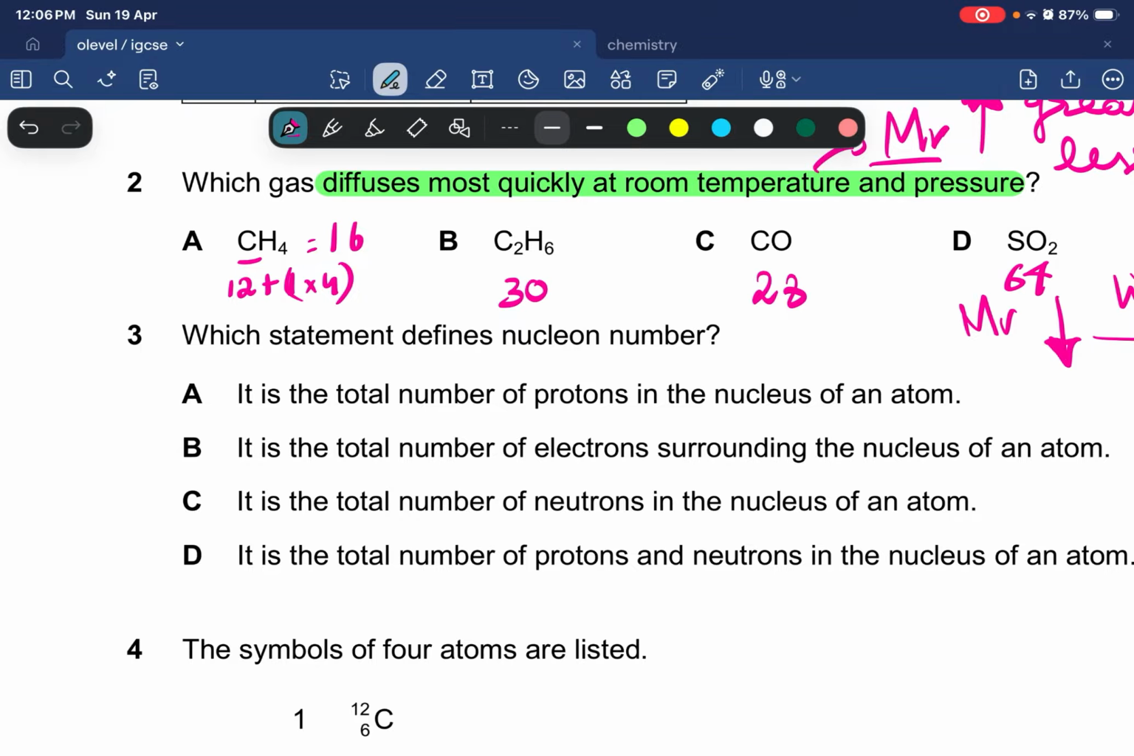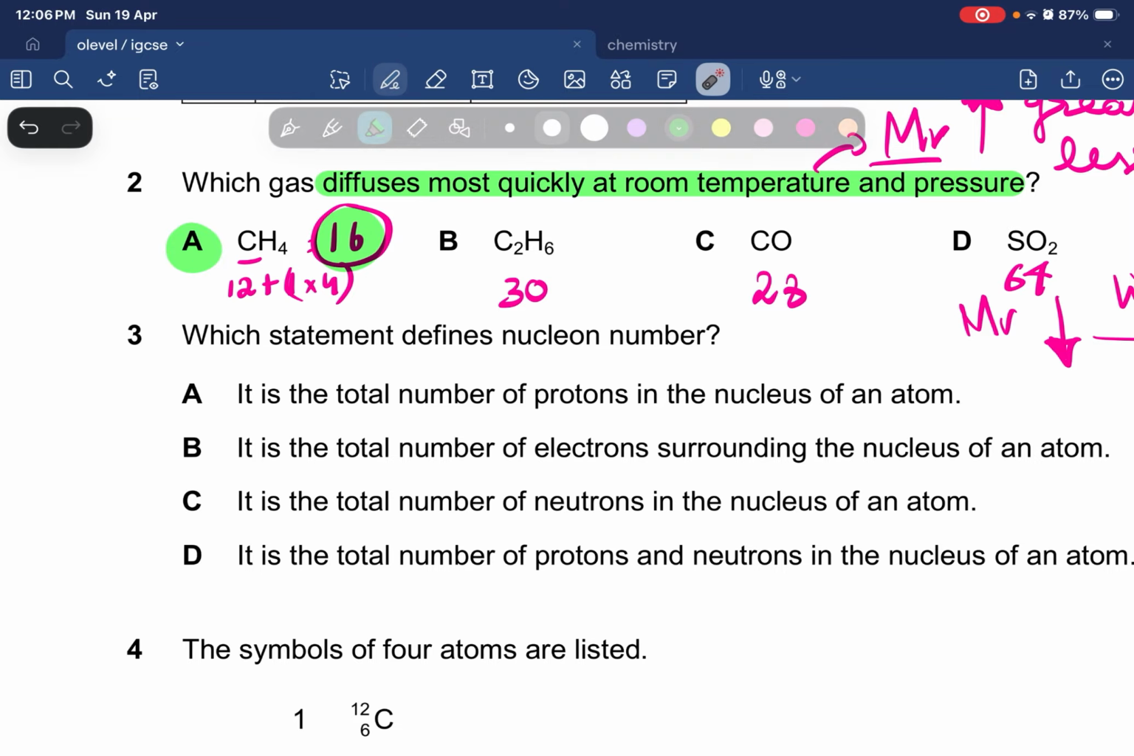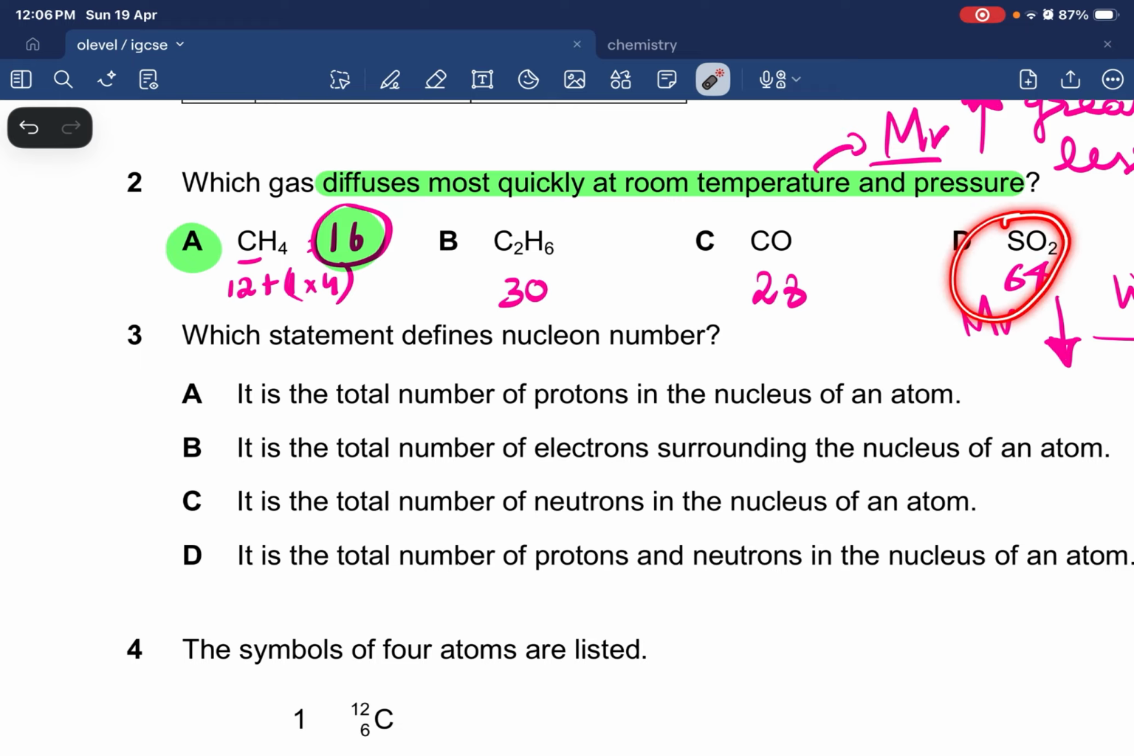64. Which gas diffuses most quickly? The one that's going to be the lightest, 16, that has the least Mr. And if the question were reversed and they asked which gas diffuses least quickly, then it would have been SO2 because it's the heaviest. The heavier you are, the more difficult it is for you to move. And I think that makes sense.